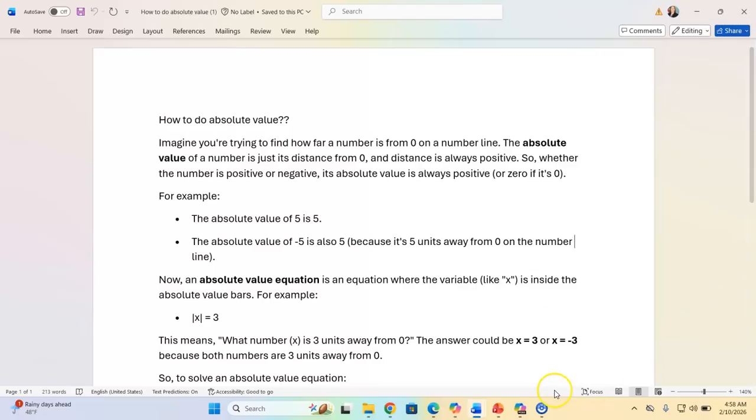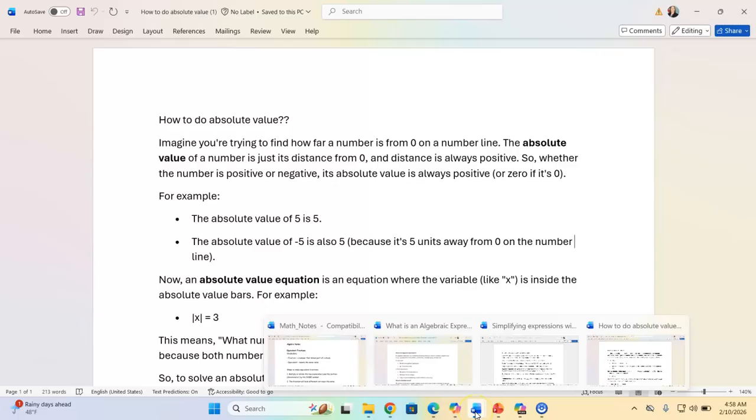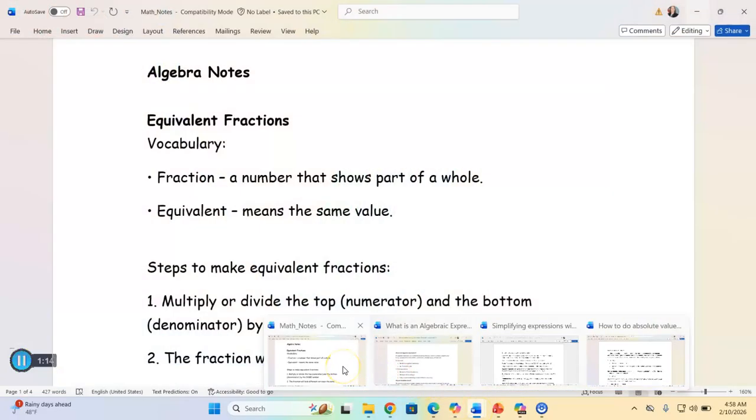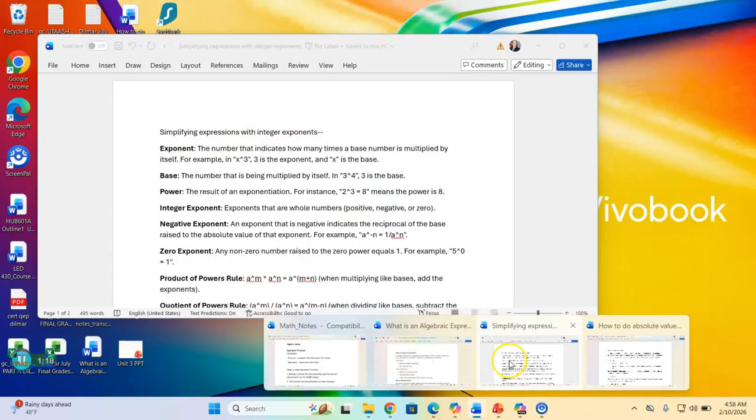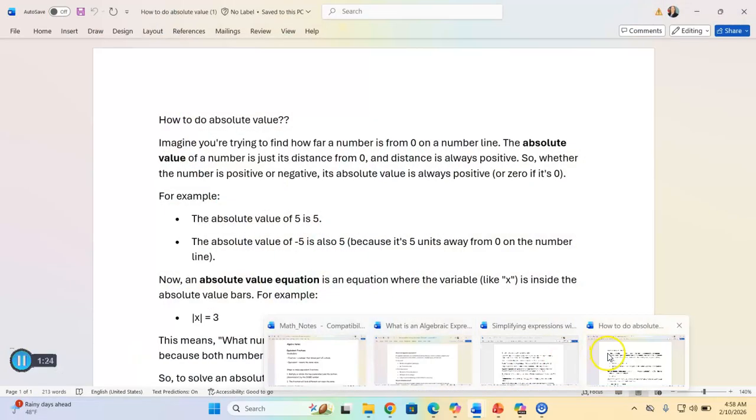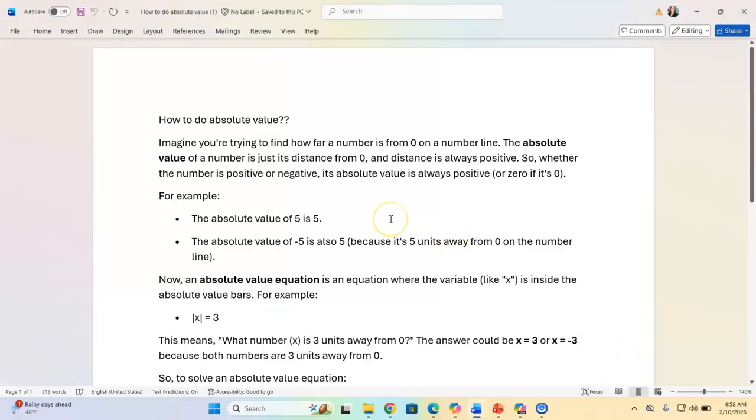I'll just show you real quickly what the other videos are going to be on. If you can see at the bottom of my screen, there's going to be some general math notes, algebraic expression notes, and simplifying expressions with integer exponents. So those are the other topics that we're going to cover today. But the first video here is absolute value, and we're going to go ahead and hop in. Make sure you keep watching and stay tuned for the answer to that question on the assignment.